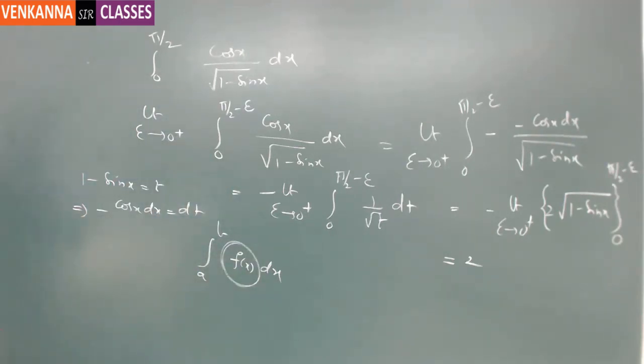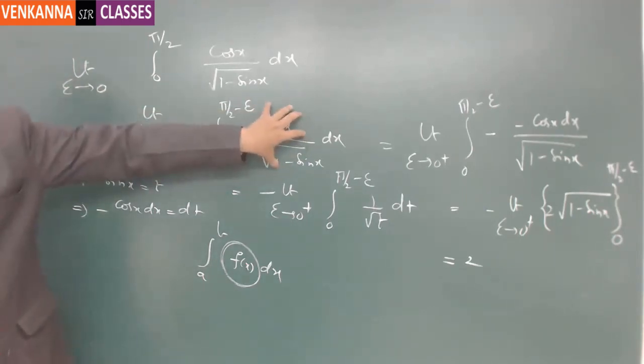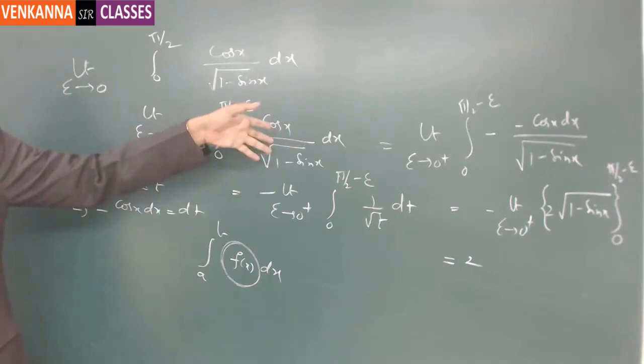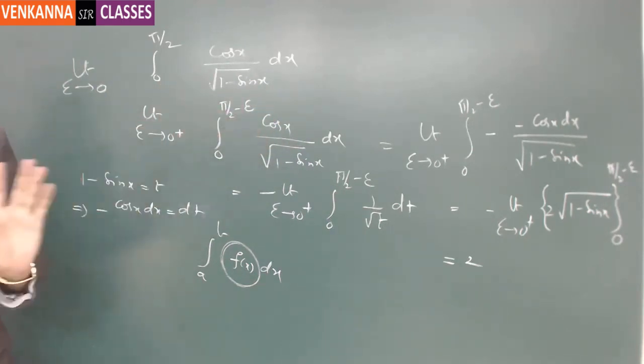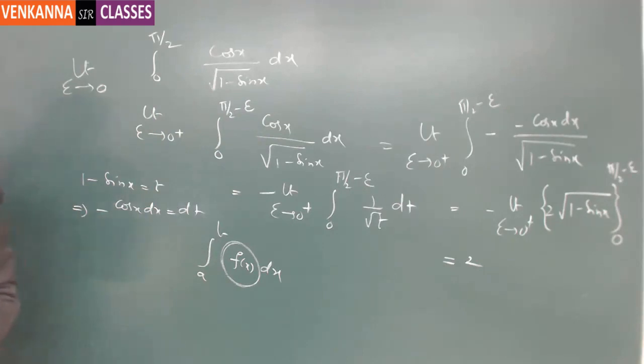In such cases, what happens? You cannot apply limit epsilon tends to 0. Because if you apply limit epsilon tends to 0, for this function, you should know what is the integration value. Otherwise, you cannot simplify the part. Accepted? Are you getting the idea what I am saying?